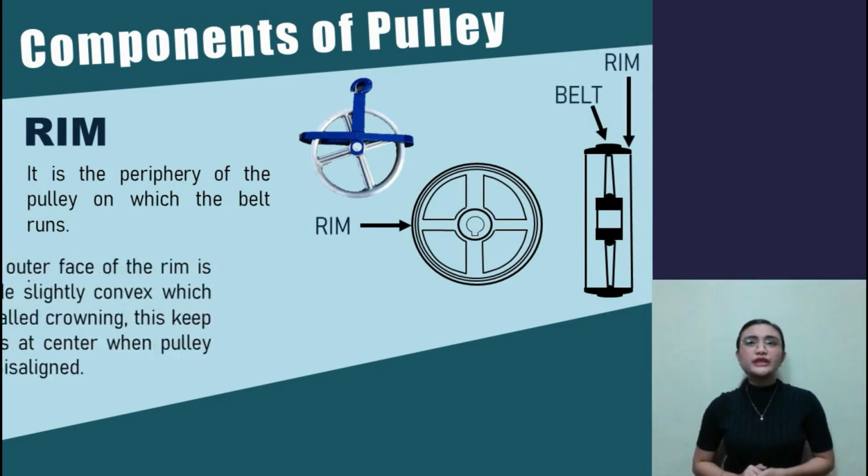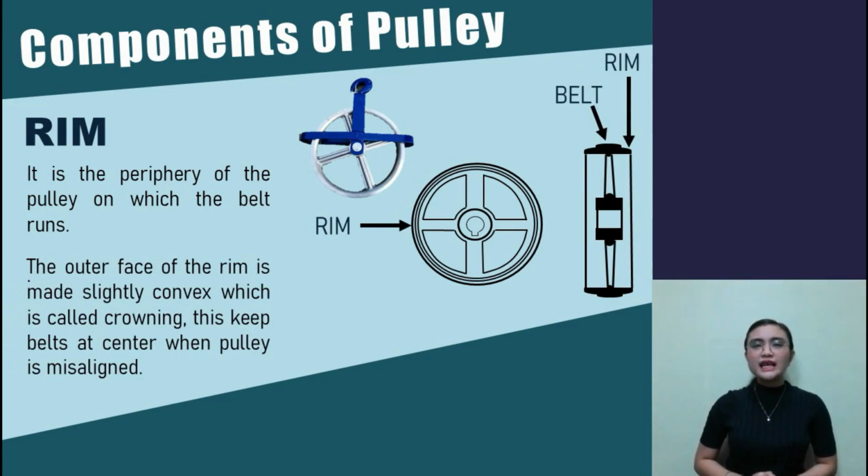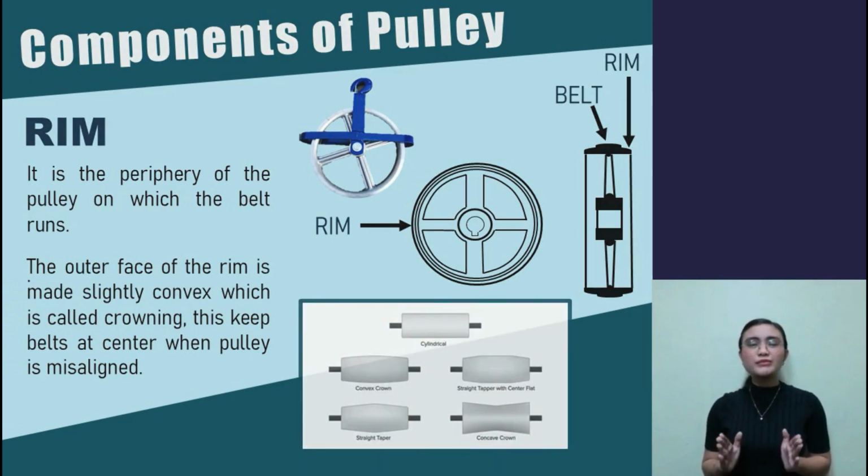The outer face of the rim is made slightly convex, which is called the crowning. The crowning helps prevent the belt from running off the pulley by bringing it to the middle plane of the pulley whenever it moves to the side. So basically, the purpose of the crowning is to keep the belt in an equilibrium position near the center of the rim.